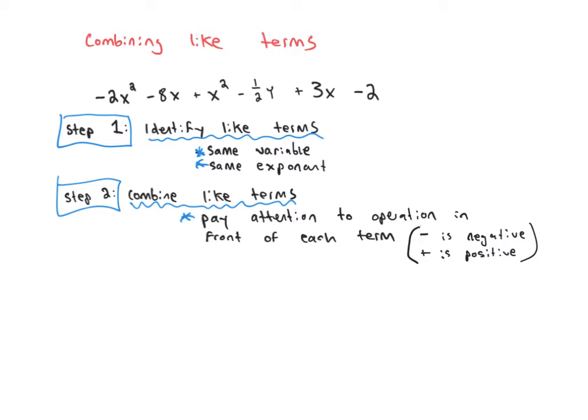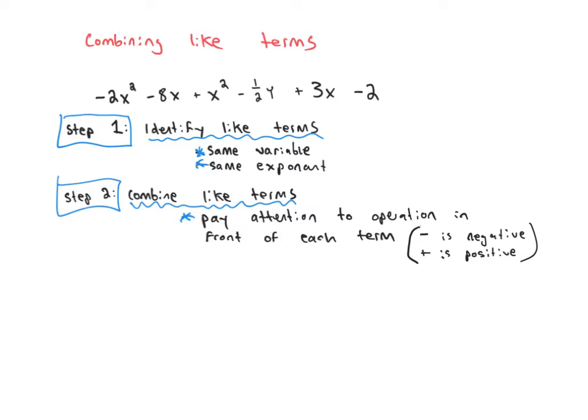The first thing we're going to do is identify our like terms, and remember a like term has to have the same variable. That means if it's an x, it can only be combined with another x. If it's a y, it can only be combined with another y. If it's an x squared, it can only be combined with another x squared. And if it is a constant, meaning a number with no variable, it can only be combined with a constant. So I'm going to go ahead and do that.